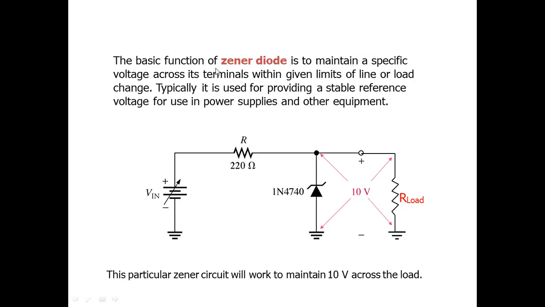It should maintain a specific voltage across its terminals within given limits of line or load change. If 230 volt is required, it should maintain 230 volt. Here 10 volts is required, so within this range it should maintain 10 volts only. Typically it is used for providing a stable reference voltage for power supplies and other equipment.